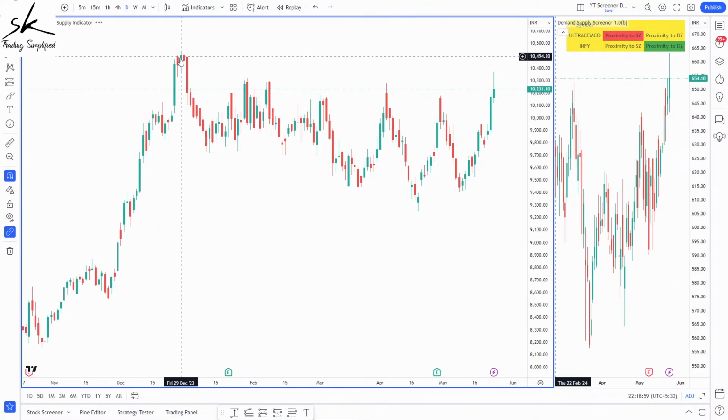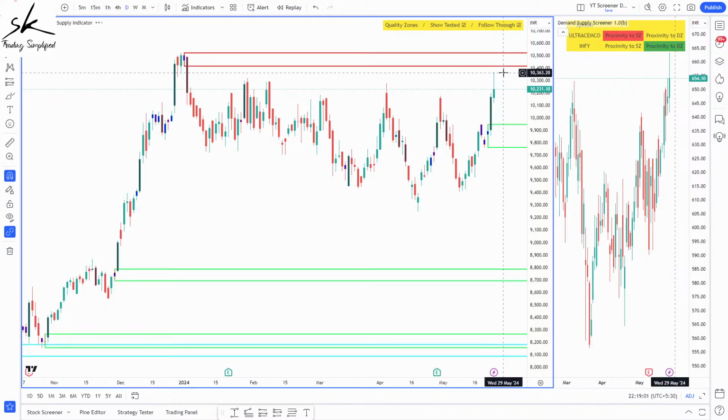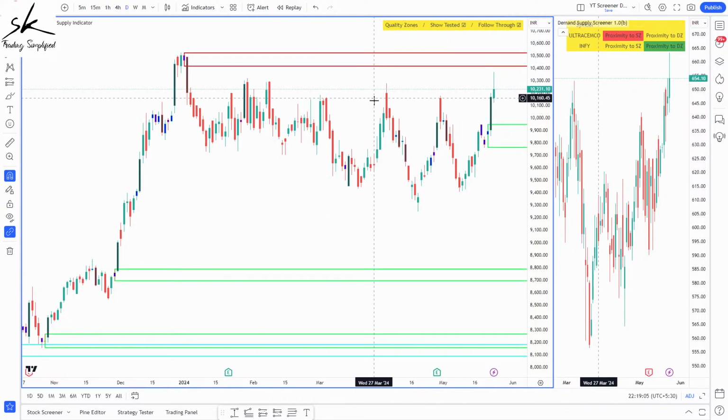So here you can see we do have a supply zone, and we are pretty close to that supply zone. So this is what the screener does. The screener is shortlisting based on the proximity of the current candle to a demand area or a supply area. Now that demand supply area can be from today, from the previous week, from the previous month, from the previous year, from the previous decade. Doesn't make any difference as long as the current candle is within that range.